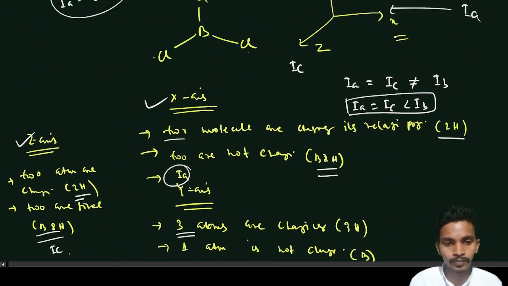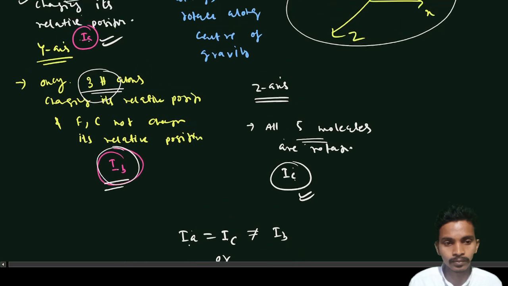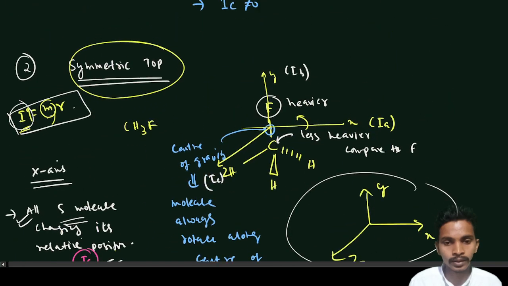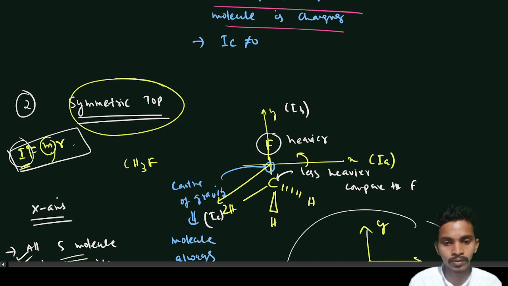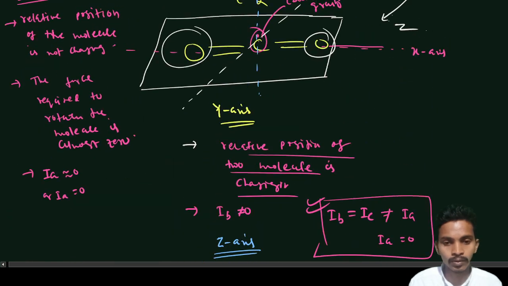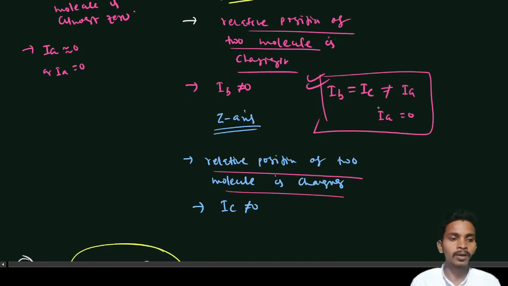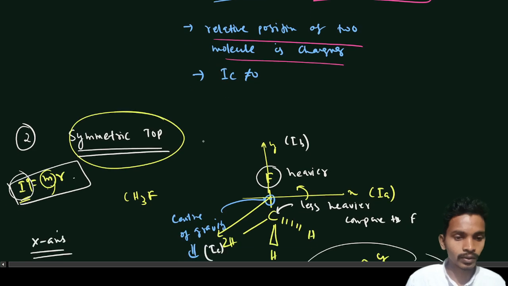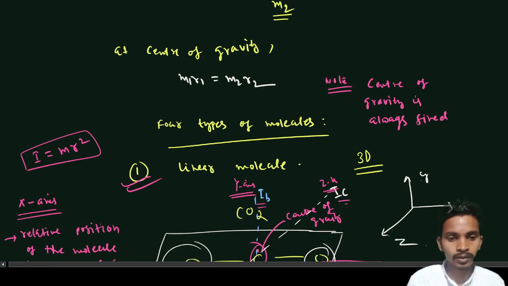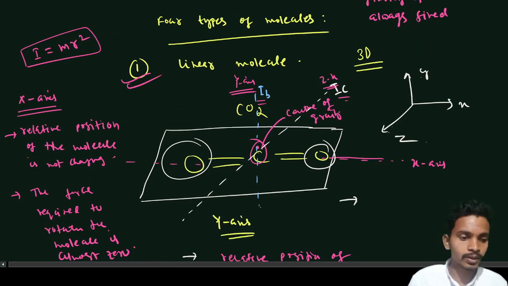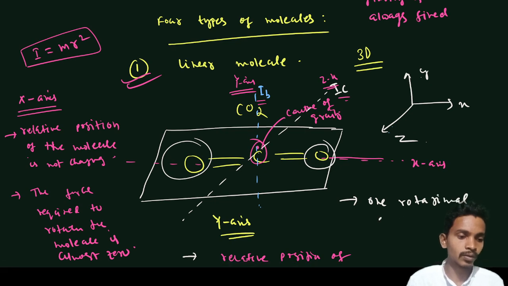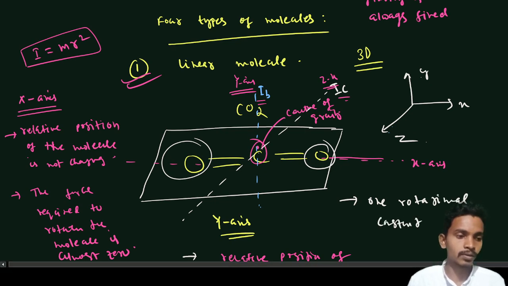And what about linear molecules? For linear molecules, what you see is that here also there is only one type of rotational constant because another is 0. So in linear molecules, we get one rotational constant. One rotational constant. Okay.